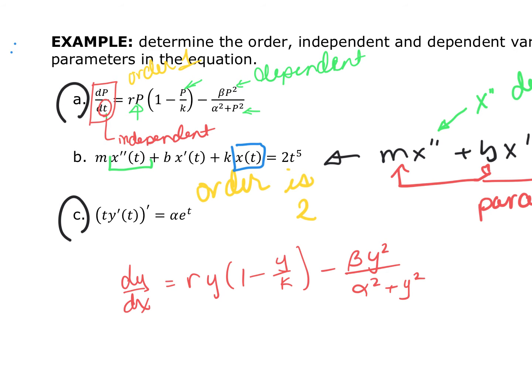So if I then go through and mark off everything that is dependent and independent, then whatever's left remaining are my parameters. So my parameters are actually going to be R and K and alpha and beta. So those are all my parameters. So this one has a lot of parameters because there's a lot of variables that are going to be a constant in terms of the equation that I'm looking at here. How was that?